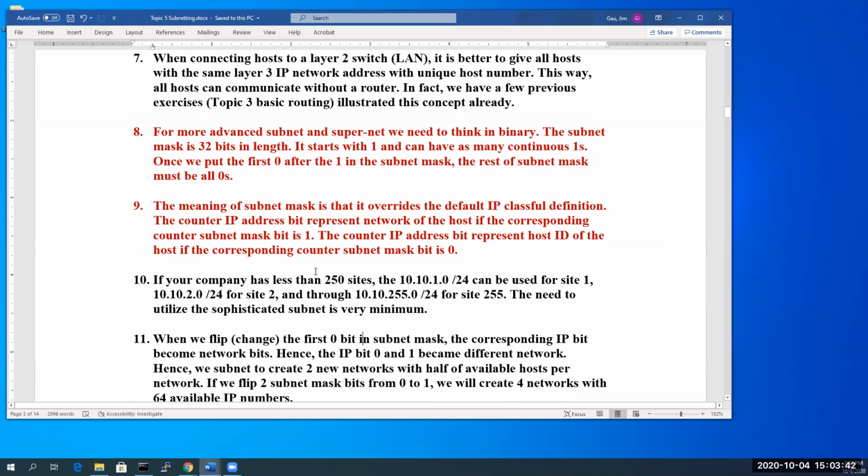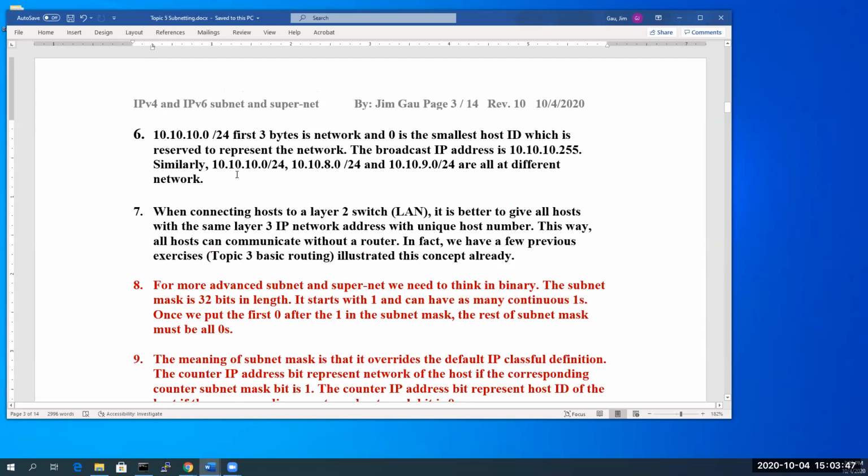Okay, now number 6 note. We're going to look at this. 10.10.10.0/24. The first 3 bytes are the network, and 0 is the smallest host ID number, which is reserved to represent the whole network. So if you want to say, hey, the whole network of 10.10.10, from 0 to 255, you are not going to use such a long sentence to describe that network. And the computer doesn't know that either. You have to say 10.10.10.0/24, and that will represent the whole thing.